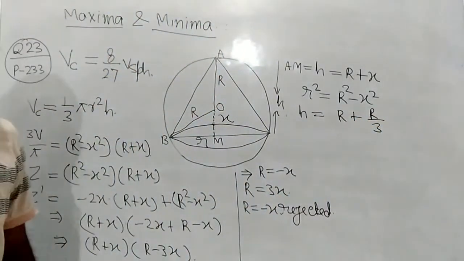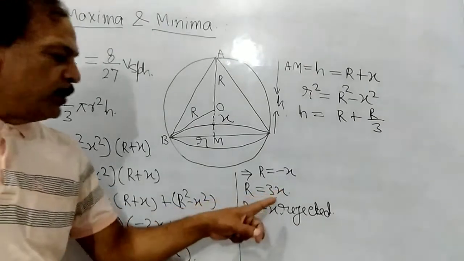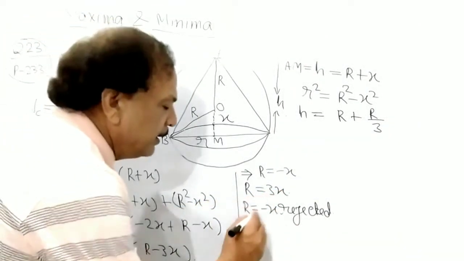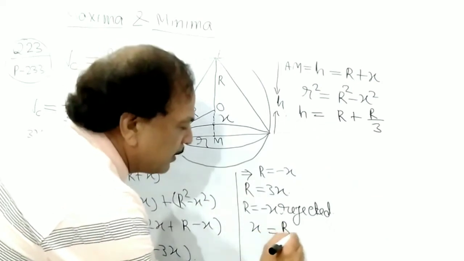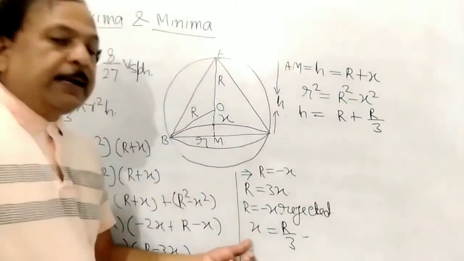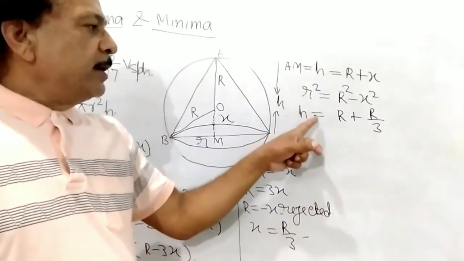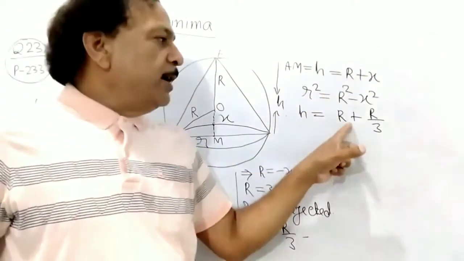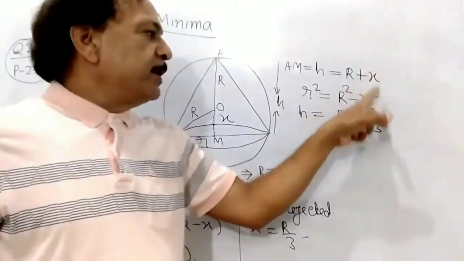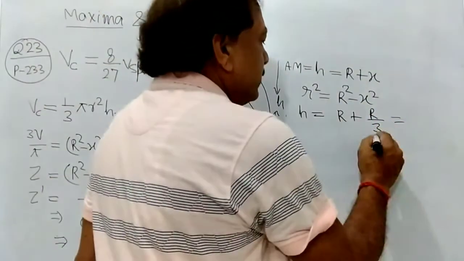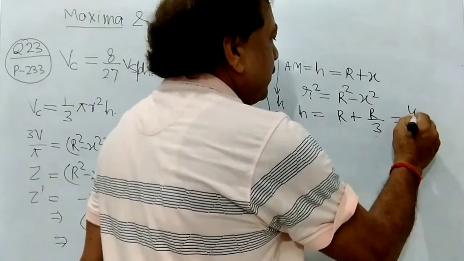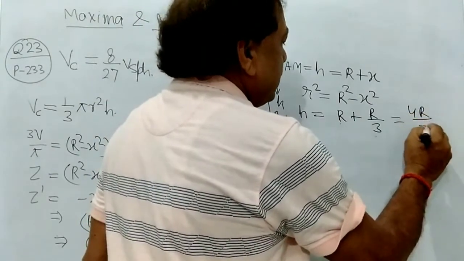H equal to R plus R by 3. X equal to what? This will give x equal to R by 3. At x equal to R by 3, in the place of x, write R by 3. x के स्थान पर क्या लिखेंगे? R by 3. तो ये कितना हो जाएगा? 3R and 1R, 4R by 3.